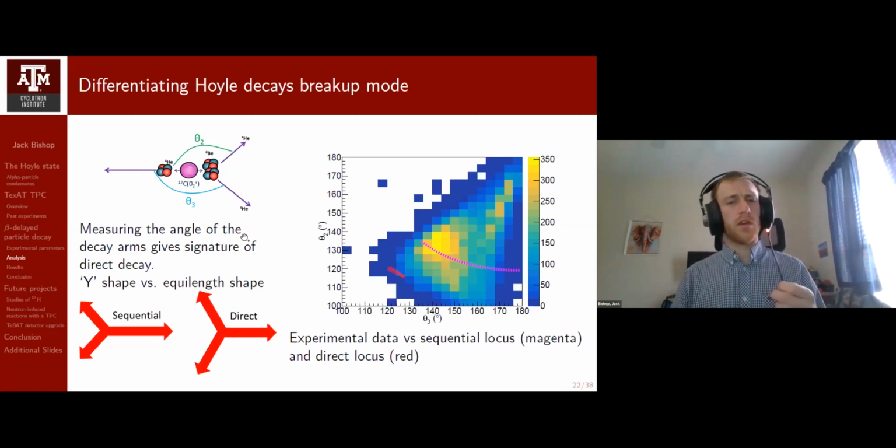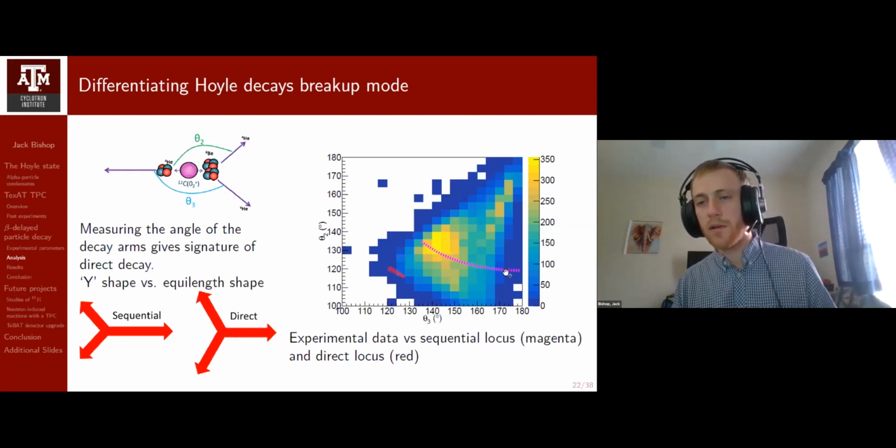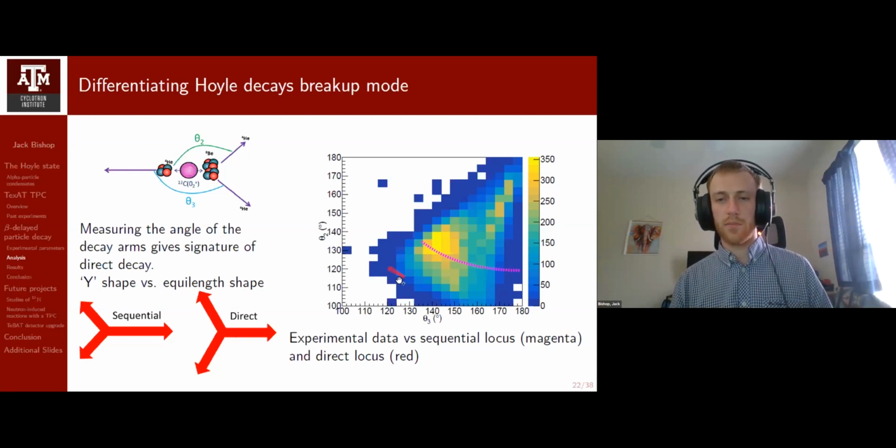So what we can do then is go through all of our Hoyle events. We have 19,000 of them. We measure the angles between these 3 arms and compare it to what we expect for sequential versus direct. The sequential locus is shown in magenta here, and we expect the direct events to be lying down here around 120 degrees. And what we can see from the data, which is the histogram behind, is that, as we fully expect, basically everything can be described by sequential decay, and we have some underlying intrinsic experimental resolution. So no surprises so far.